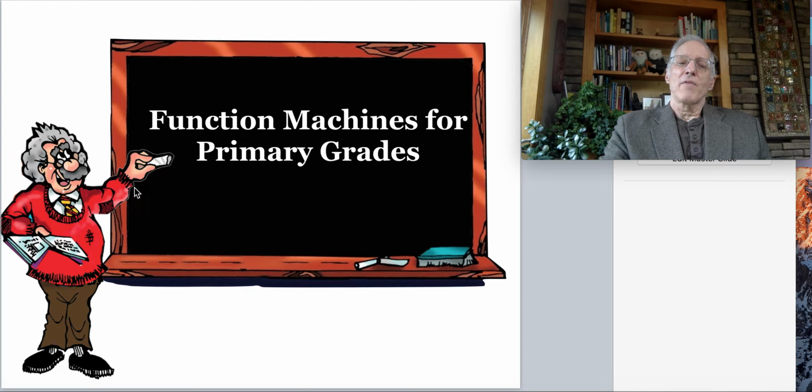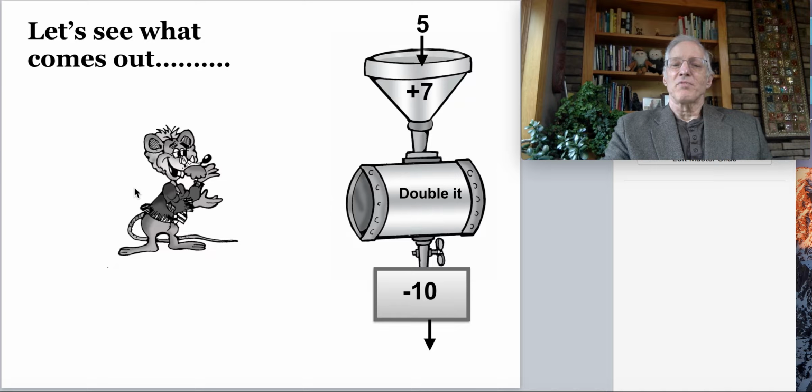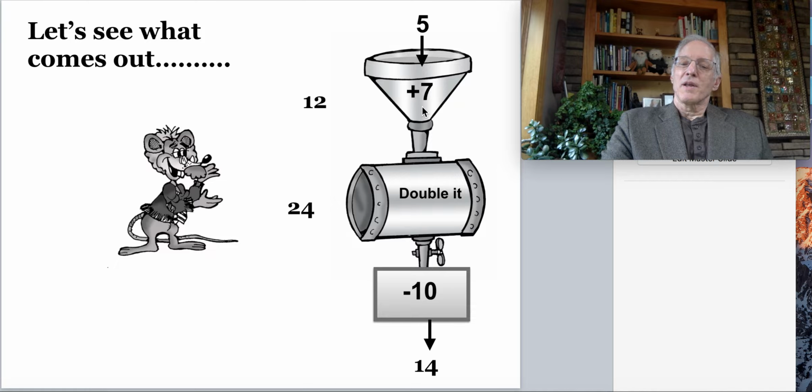So let's show how function machines can be used for primary grades. This is a fun way to practice basic facts. Put the number 5 through this function machine. I've just drawn a sample function machine. You can make a function machine with 100 different parts or 10 different parts. This one I've just done 3 different parts. So you put the 5 in, 5 plus 7, so you're working on basic facts. That's 12, then double it, 24, subtract 10, you get 14. So you can draw fancy different parts of the function machine. It just makes practicing basic facts more fun.